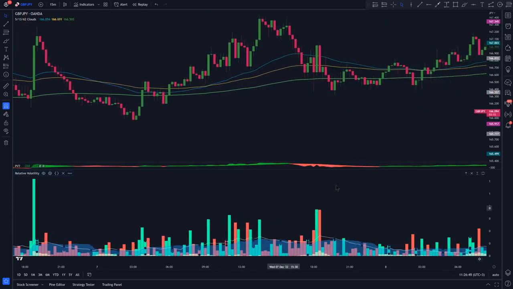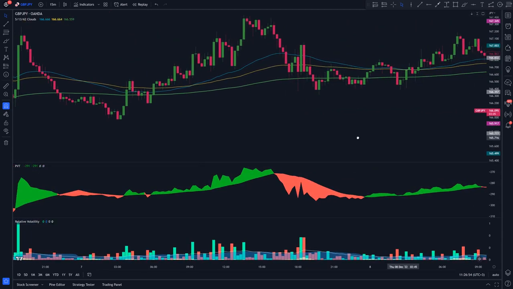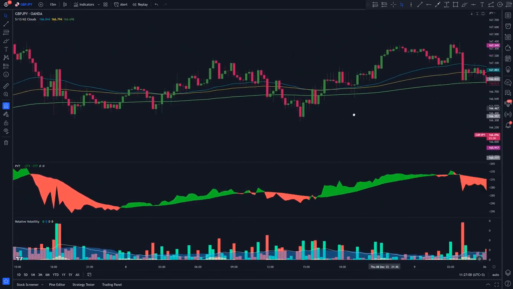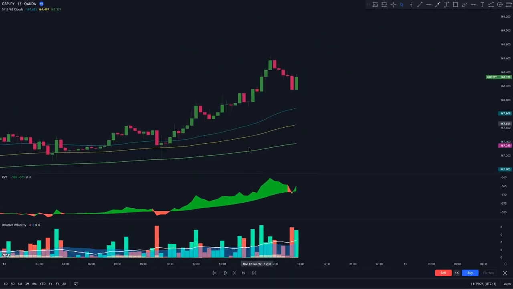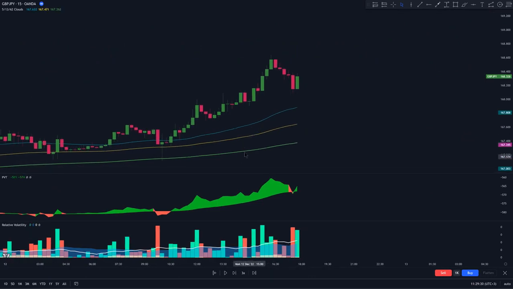Now, how do we trade using this strategy? Well, to take a long trade, these are the conditions. First, these 3 EMAs should be aligned in such a way that the green one is at the bottom, the yellow one in the center, and the blue one at the top. This indicates a bullish trend.